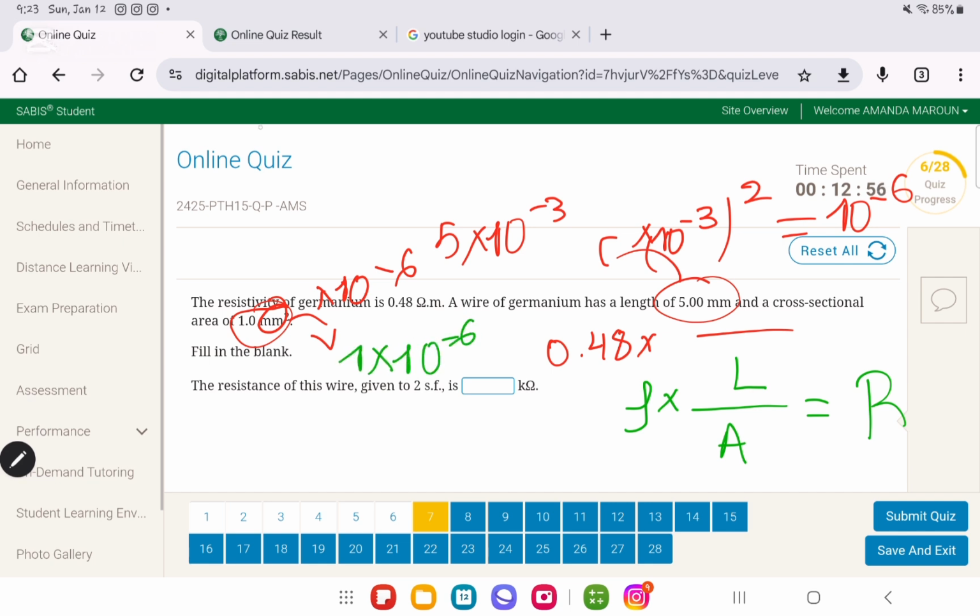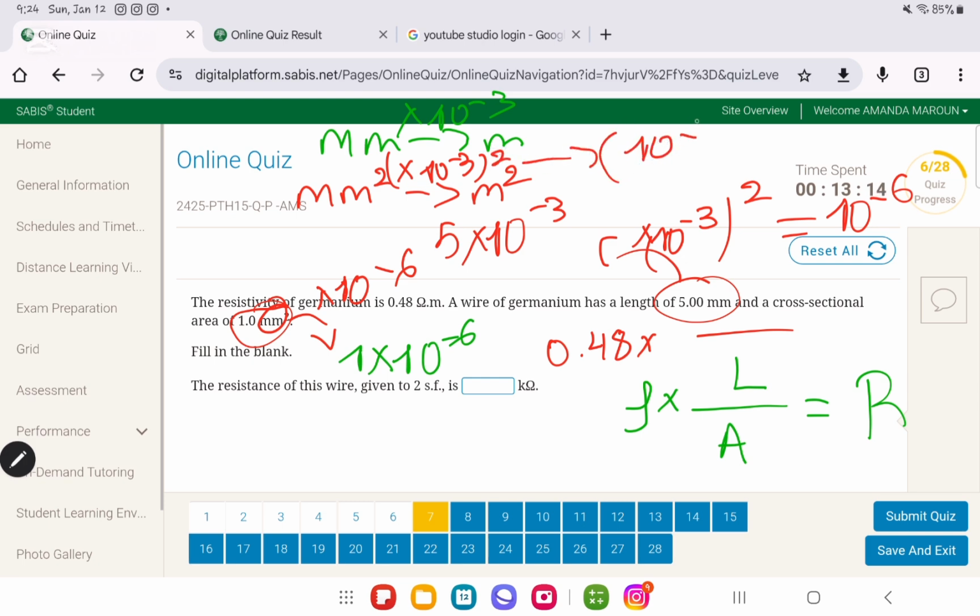If you didn't understand how I did it, we know from millimeter to meter is times 10 to the power of negative 3. Now we are given millimeter squared. We need to change it to meter squared. We squared everything, so logically we also need to square this. So it's going to be 10 to the power of minus 3 to the power of 2, which is 10 to the power of minus 6.